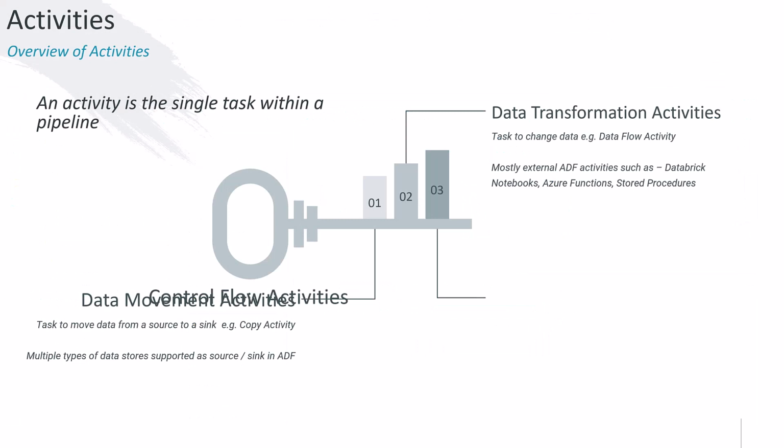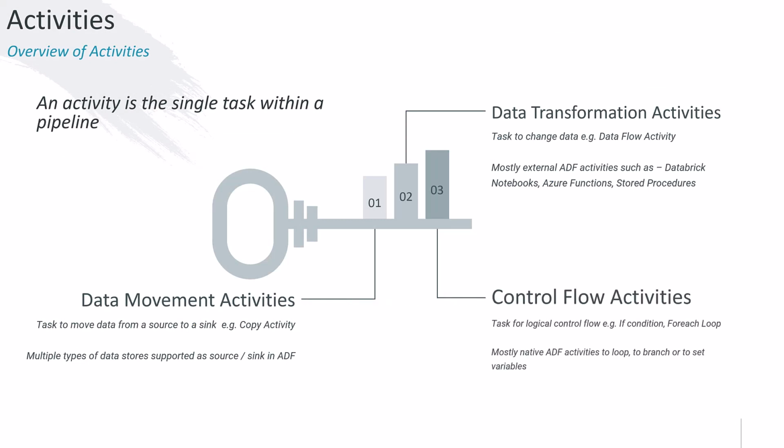Finally, let's talk about control activities. These are tasks that are primarily done within Data Factory itself. Data Factory offers a variety of activities for various purposes, such as activities for looping and iterating, activities for branching, or activities to obtain metadata information.